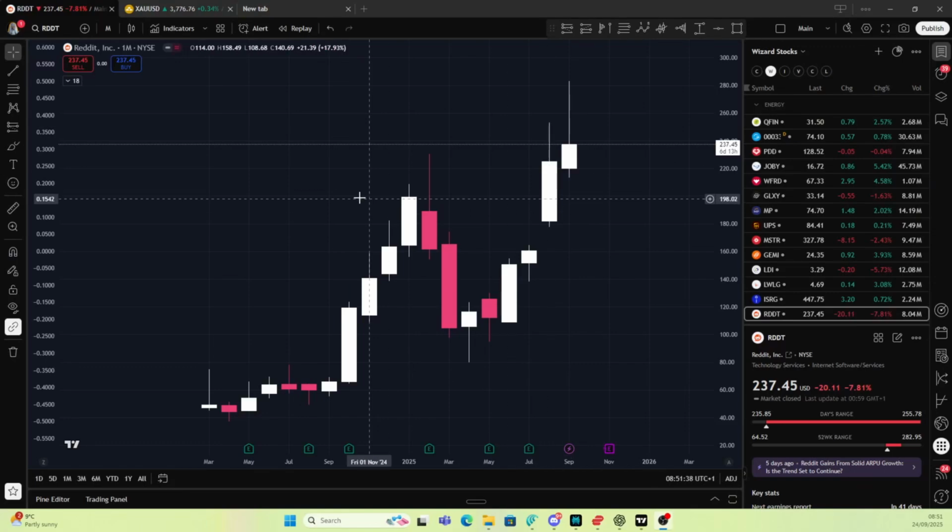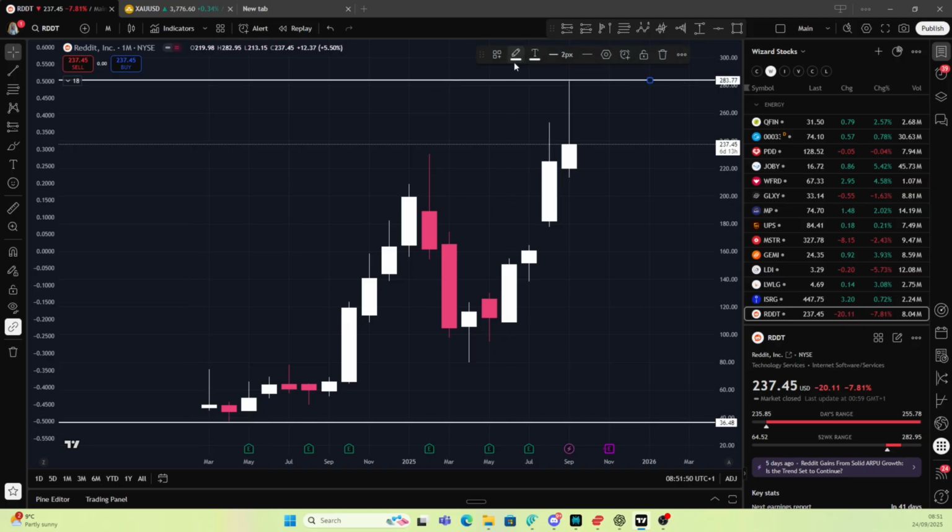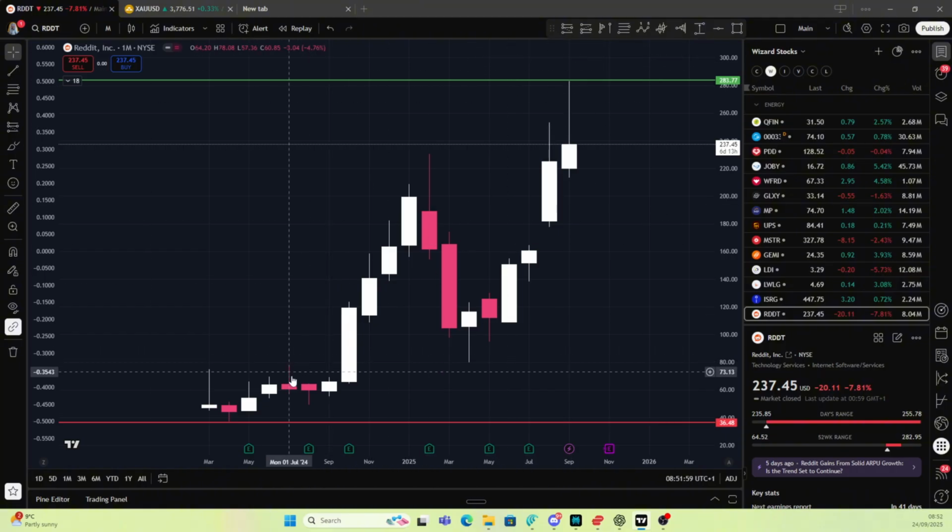So here we have the social media company Reddit, and this is the chart on the monthly. So we will go in and we will put in our all-time low and our all-time high, and I'll make that green and I'll make this one red. So nice range to play with there, as we can see. So what levels do we have to play with?